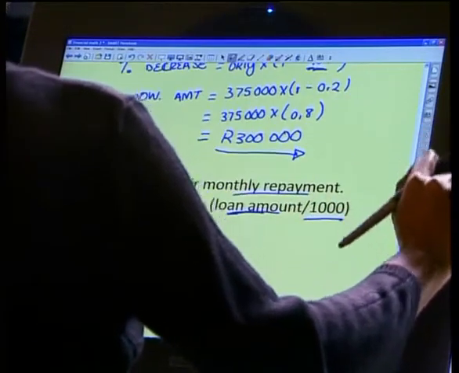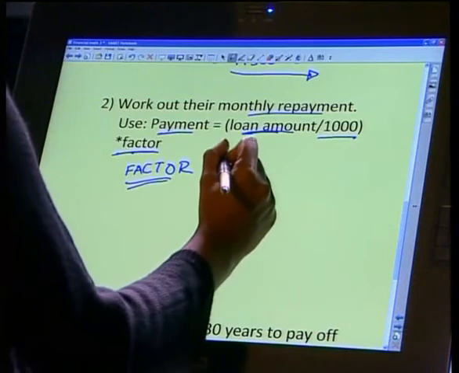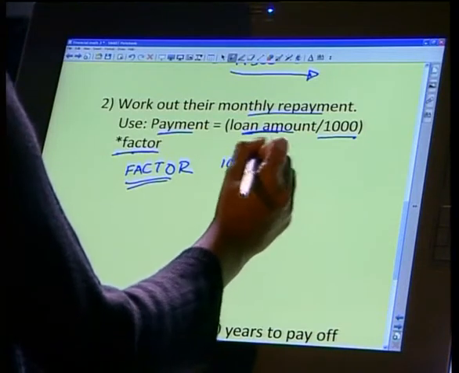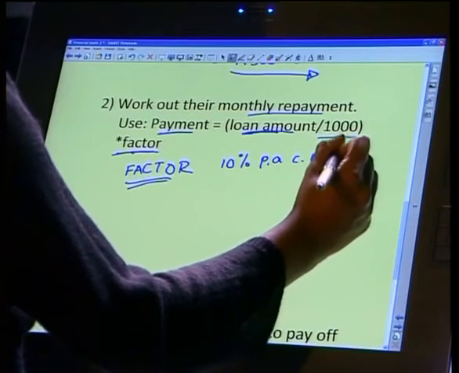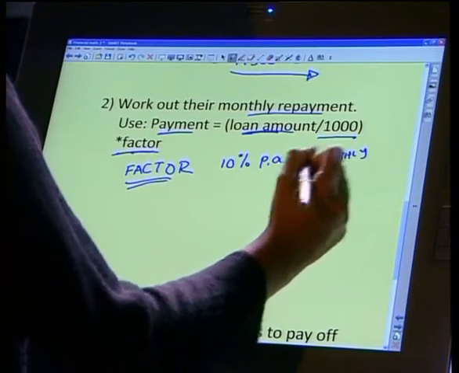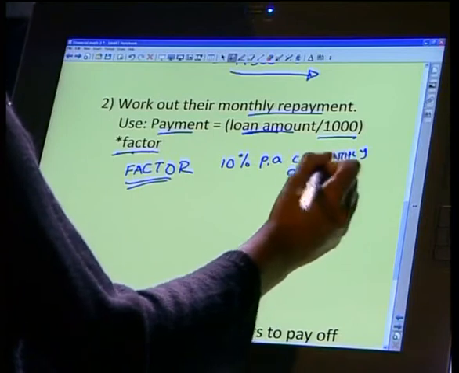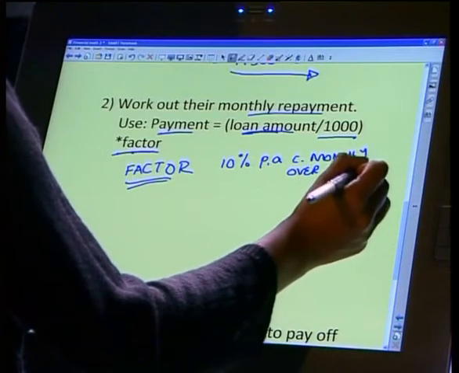Okay, so let's write down this information. We've got 10% per annum, compounded monthly, and this is over a period of 30 years.